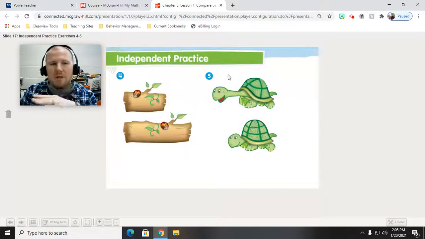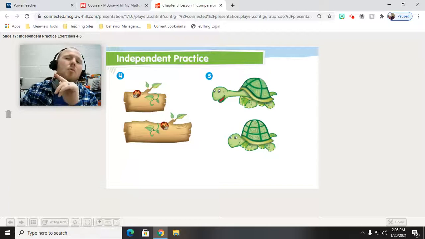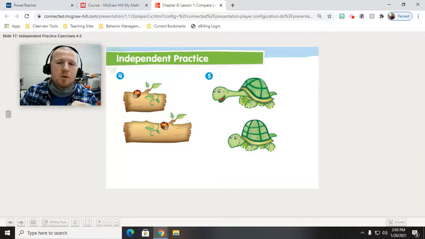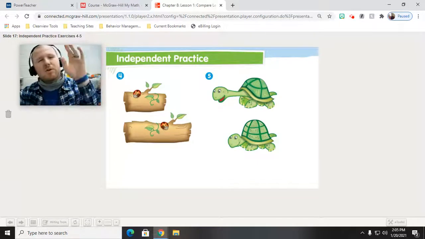This is what you're going to be seeing more of. So remember, we're not talking about things are bigger or smaller. We're talking about things are longer or shorter. Okay. But I'm not going to do the rest with you because you got to do that.